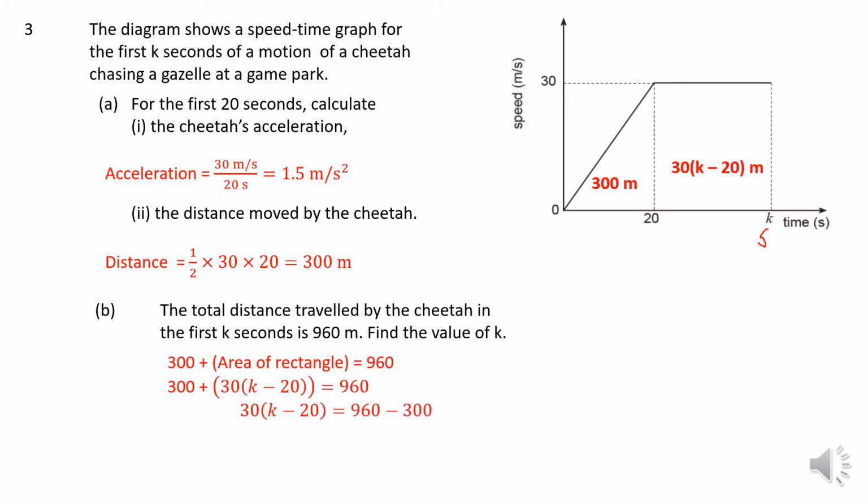So first I got rid of the 300 by subtracting 300 from both sides, and then I did not multiply the 30 with the k and the negative 20. No need, because 30 can go into 660. Okay, I divided that, so I'm going to get 22. Now, we must make k the subject of the formula, add 20, and that is 42 seconds. And that is how we're supposed to calculate the value of k.